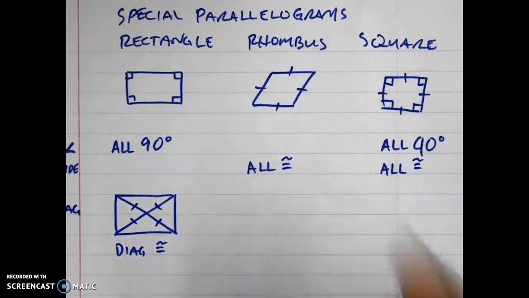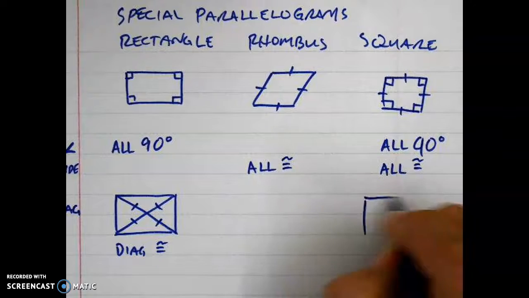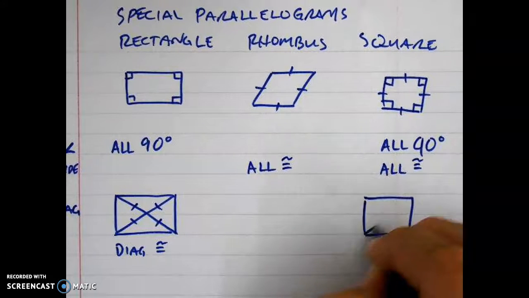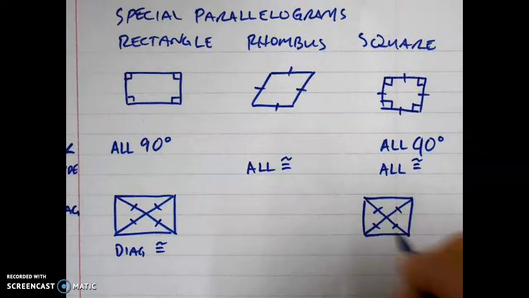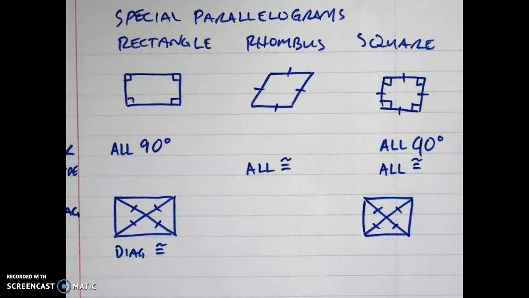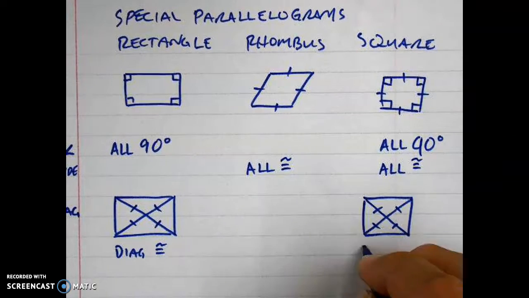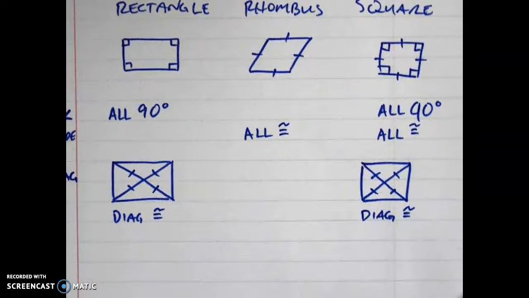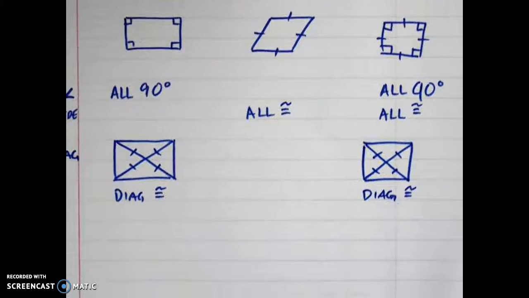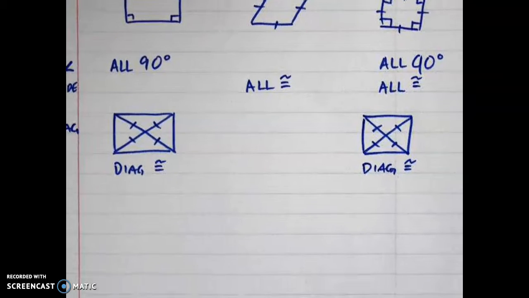Same thing is true for a square. The diagonals will be equal, and all these pieces will be the same. Diagonals are congruent. So far, so good?